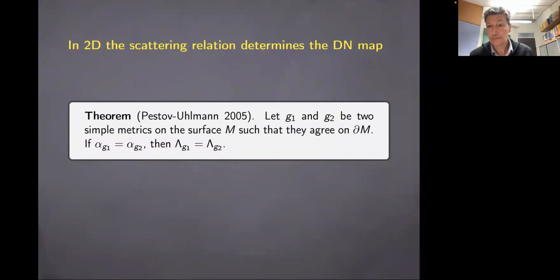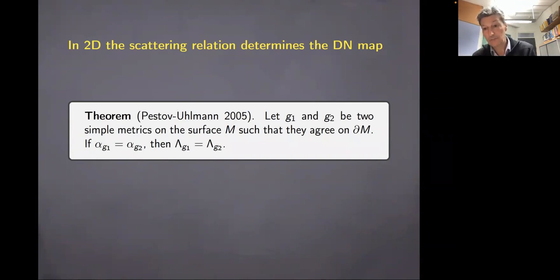from classical to quantum, and tells you that if you have two simple metrics on the surface, let's say you have already put yourself in the right kind of position by arranging the metrics g1 and g2 to be the same on the boundary, then the fundamental result is that if the two scattering relations are the same for the two metrics, the Dirichlet-to-Neumann maps are the same.